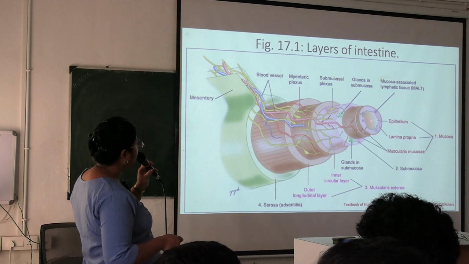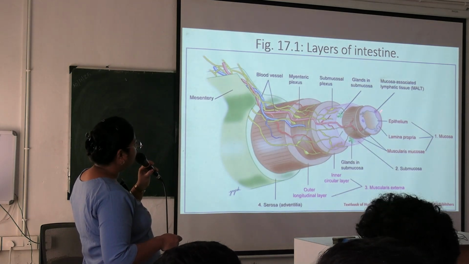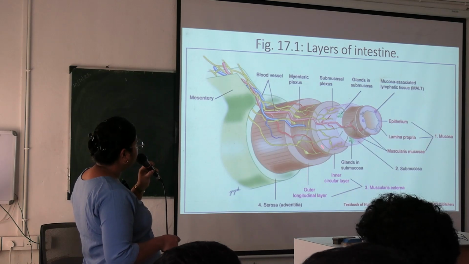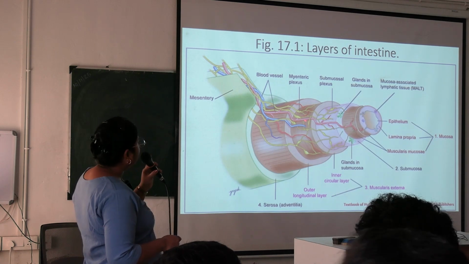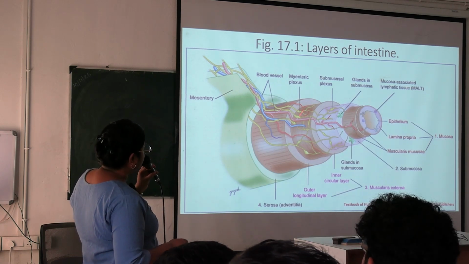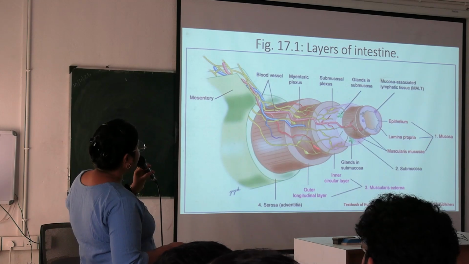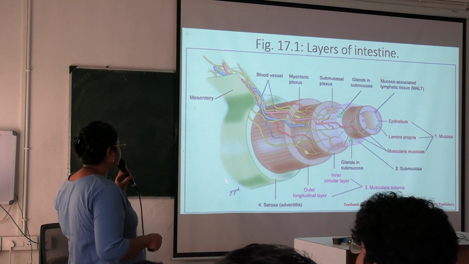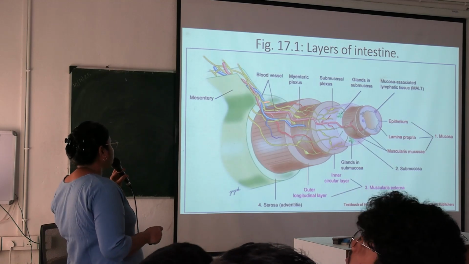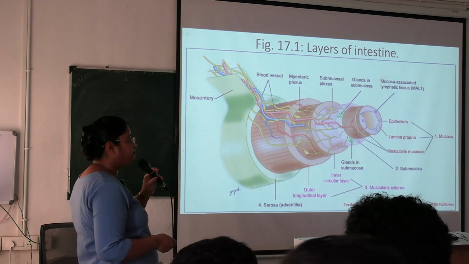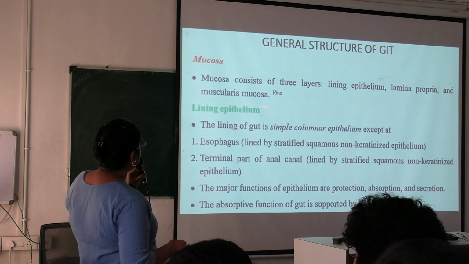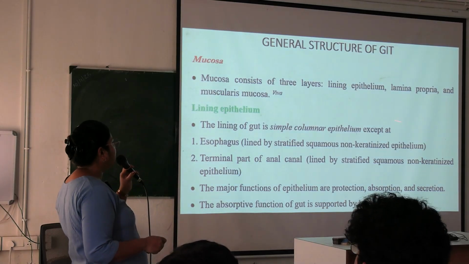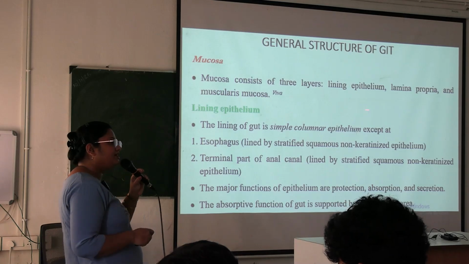There is mucosa associated lymphoid tissue just beneath the mucosa: epithelium, lamina propria, muscularis mucosa. Then there is the submucosa, where you will see glands, nerves and vessels. After that, the muscularis externa, inner circular layer and outer longitudinal layer, and outermost is the serosa. This is the peritoneum covering; the mesentery is enclosing the gut tube. So the mucosa consists of three layers: lining epithelium, lamina propria and muscularis mucosa.